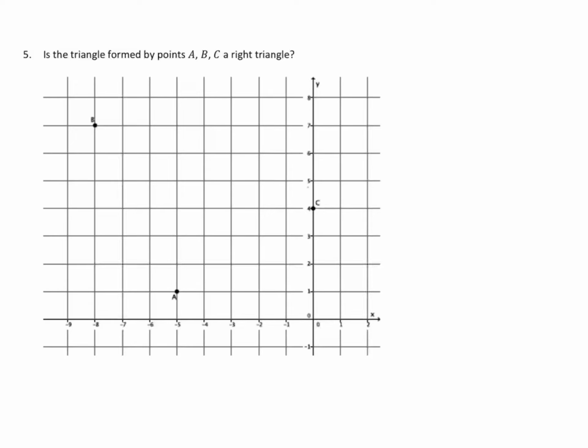5 says, is the triangle formed by A, B, and C a right triangle? So we're going to connect these points to determine if any of these create a right angle. And we may not be able to determine it visually, so we're going to use the Pythagorean theorem to calculate how long each side is.